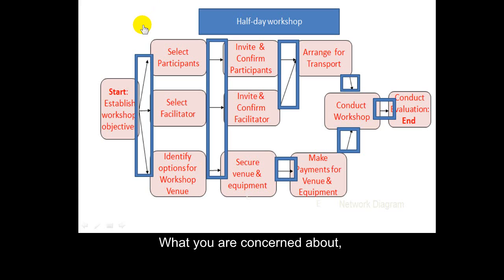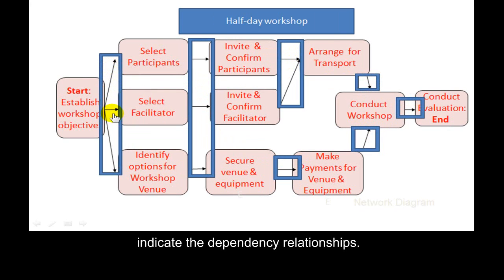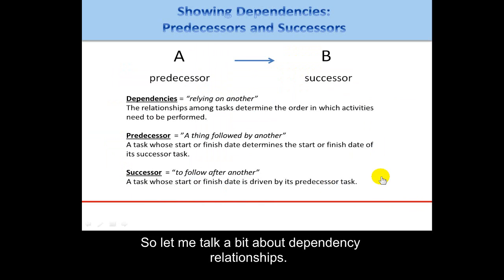What you are concerned about when you're looking at the network diagram that will be of interest when you develop the Gantt chart are what's called dependency relationships. And these arrows that are in the boxes that I've put on the network diagram indicate the dependency relationships. So let me talk a bit about dependency relationships.